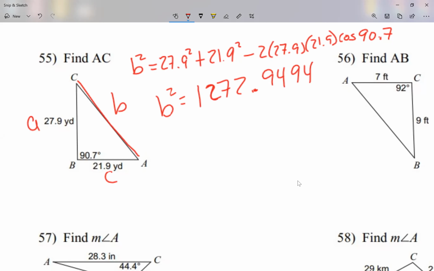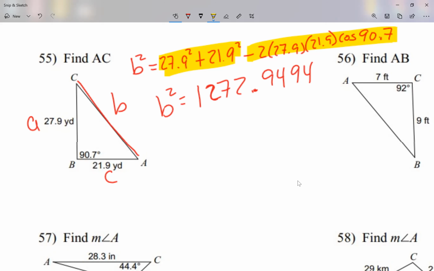Before I continue, the whole thing didn't fit. So if you notice, I did this squared, pressed equal, it gave me a decimal, and then I typed in the rest. So if your calculator doesn't let you type in the whole thing, type it in parts. Do the plus first, 27.9 squared plus 21.9 squared equals, and then continue.